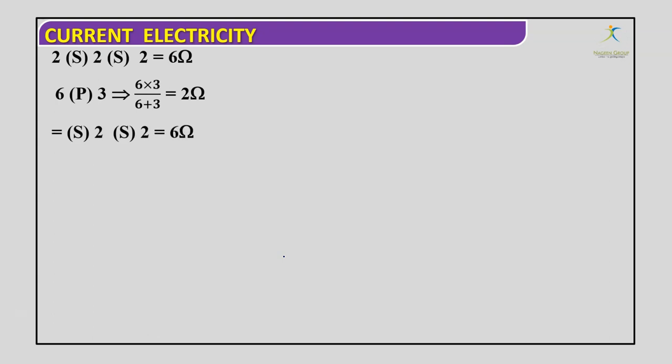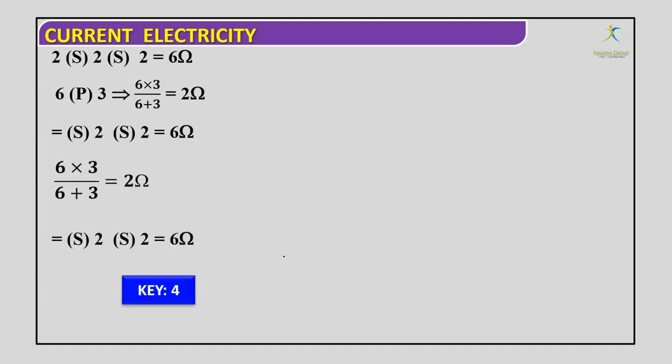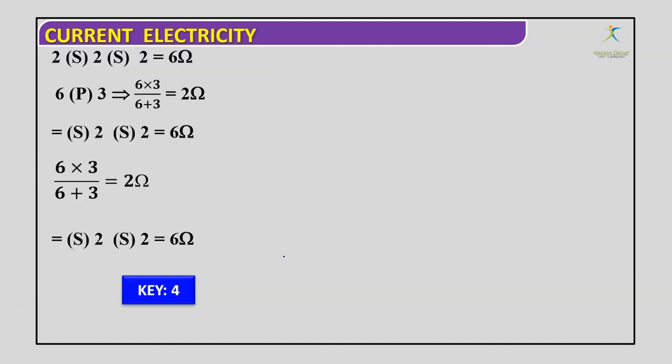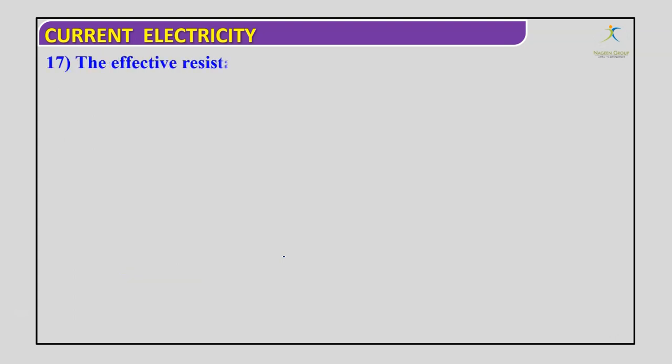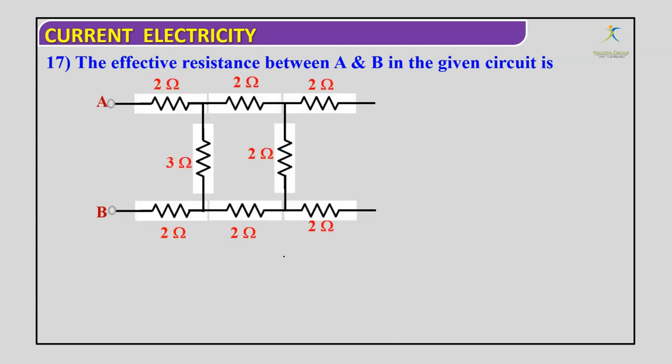After a little bit of solution we will get this value. So 2 and 2 and 2, this will be 6 as I told you. So this is the final solution for this, 2 ohm and 2 ohm, and lastly 2 ohm in series, so we will get 6 ohm, which is option number 4. Next we have the effective resistance between A and B in the given circuit is.